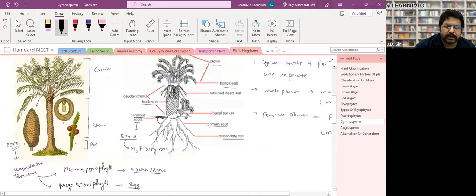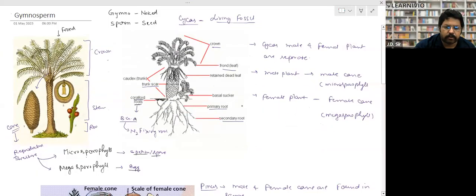Go through your NCERT and tell me, is it clear or not? If you have any doubt, tell me, all of you. Then we'll start with the angiosperms.